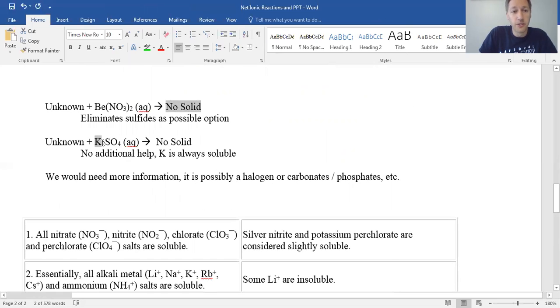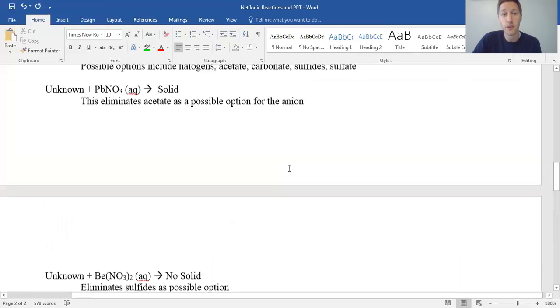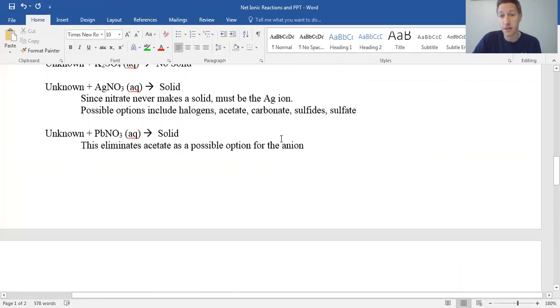This doesn't help us at all here because K basically always is soluble, so we didn't expect anything to react. We can't compare anything else to find out what's going on here. So basically all we have at this point is enough information to say it's probably a halogen or a carbonate or a phosphate. We know enough to know that it's not sulfides, and it's not acetate. All right, but those other ones are still possible options.